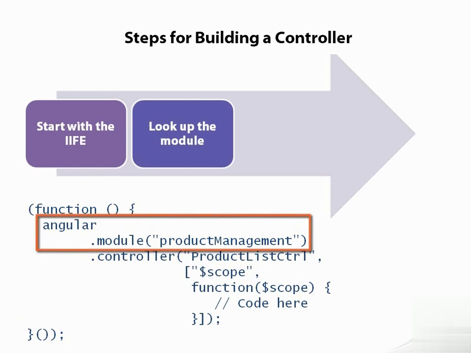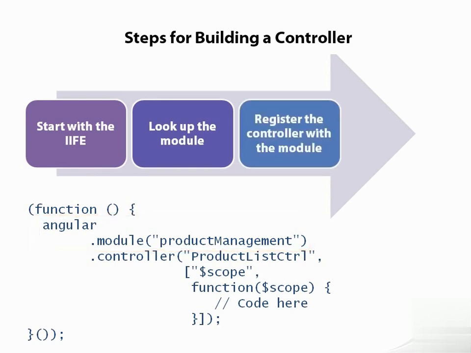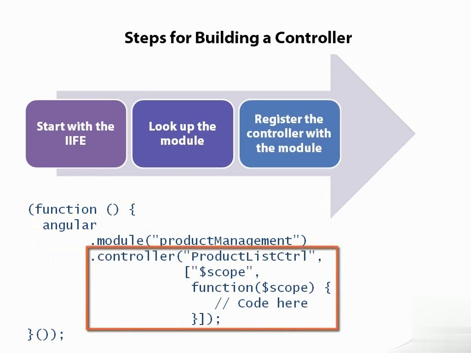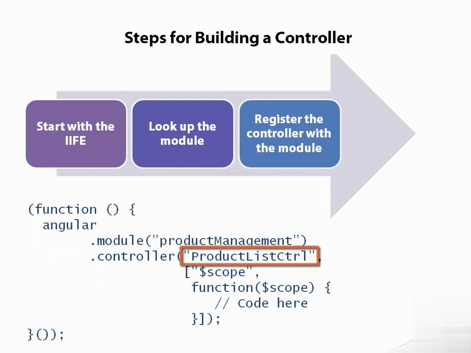We need to register the controller with a module, so we must first have a reference to that module. We can look up the module using the module getter syntax. That returns a reference to the module. Then we can register the controller with the module. This is done using the controller method of the module. The first parameter of the controller method is the string name of the controller, in this case, product list controller.